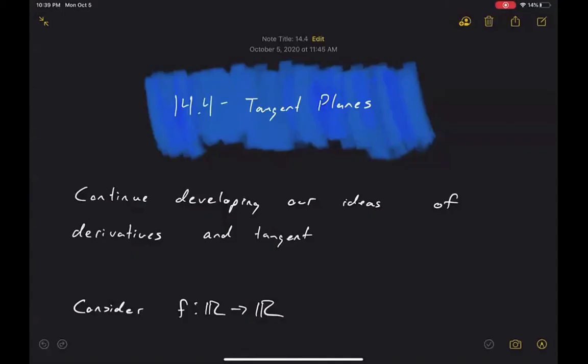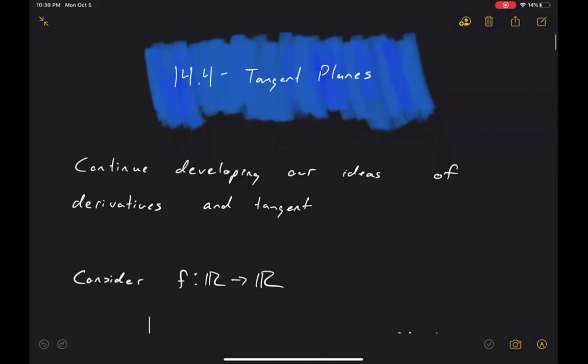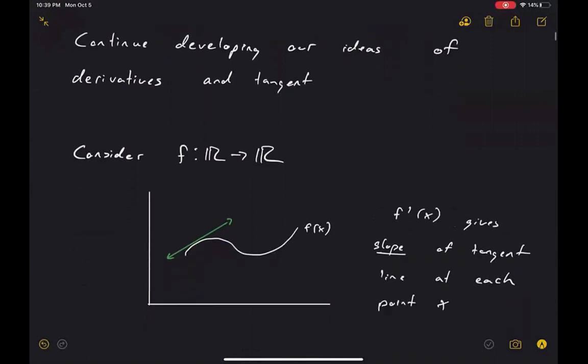Hello, everyone. In this video, we're going to talk about section 14.4, which is all about tangent planes. So we're continuing to develop the idea of derivatives for these multivariable functions. Remember, we're considering f, a function from Rn to R, and we're usually going to be working with R2 to R.